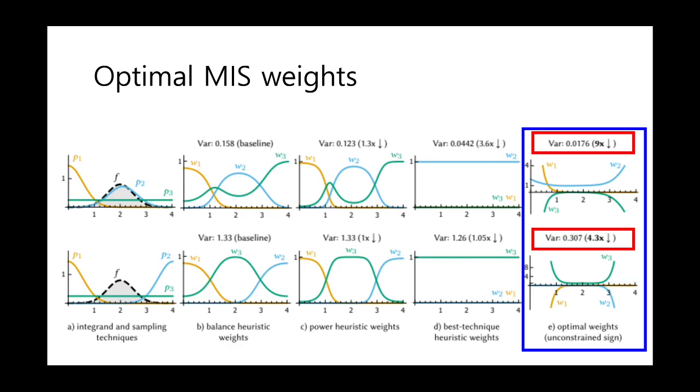Optimal MIS weights yield estimators with far lower variance than estimators utilizing any of the three heuristics. It even has a much smaller variance than the minimum variance that an estimator can have in the range of difference with the variance heuristic in the Optimal Combining Sampling Techniques for Monte Carlo Rendering paper.